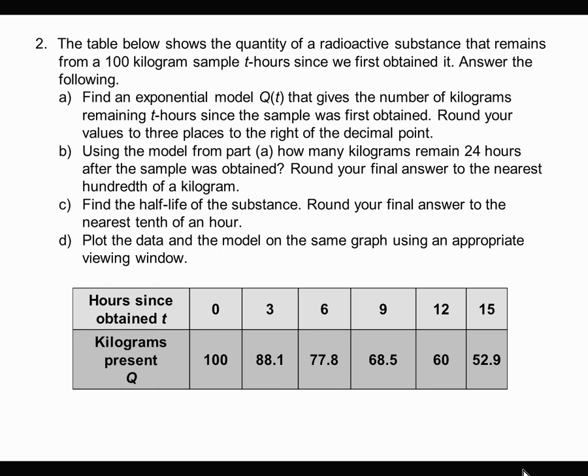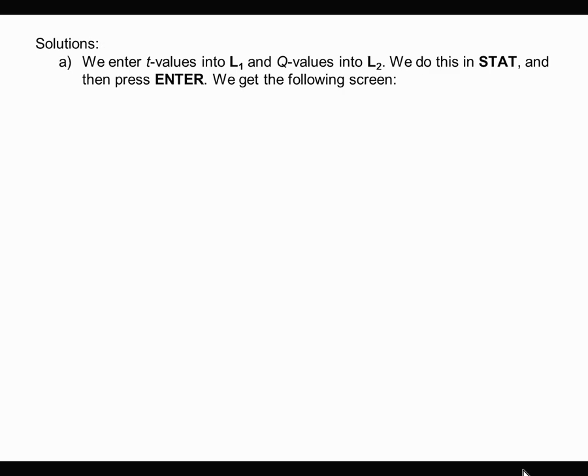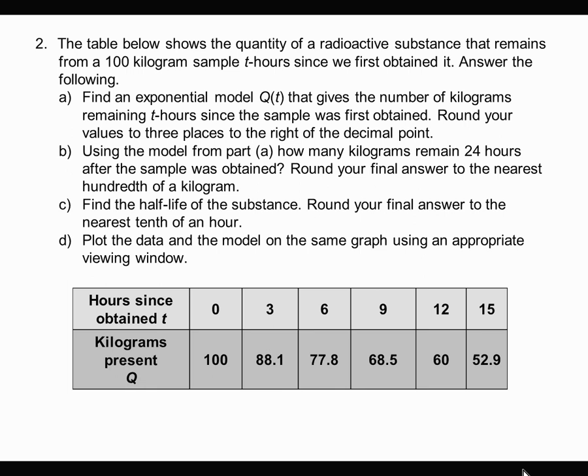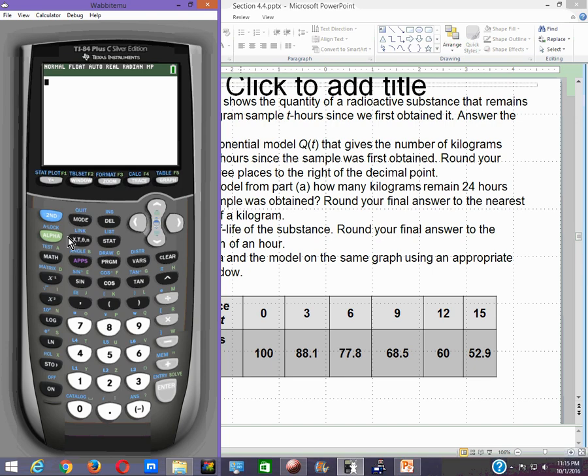Okay, our solutions. For part A, we enter the t values into L1 and the Q values into L2. So again, I have to go back and see the data. Calculator, stat, enter. Okay. If you want to clear out the list, let me try to do that. So let's quit this. To clear out those lists, that way you're not confusing yourself, because if you enter new values, it will type over them.